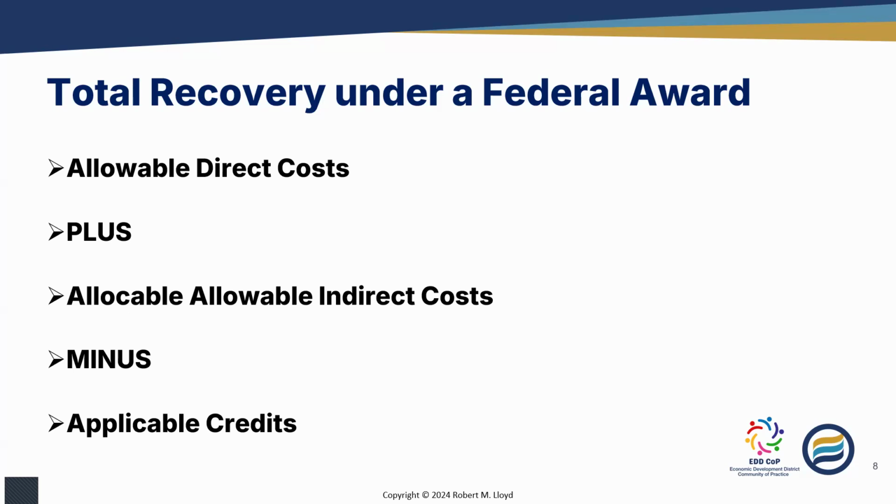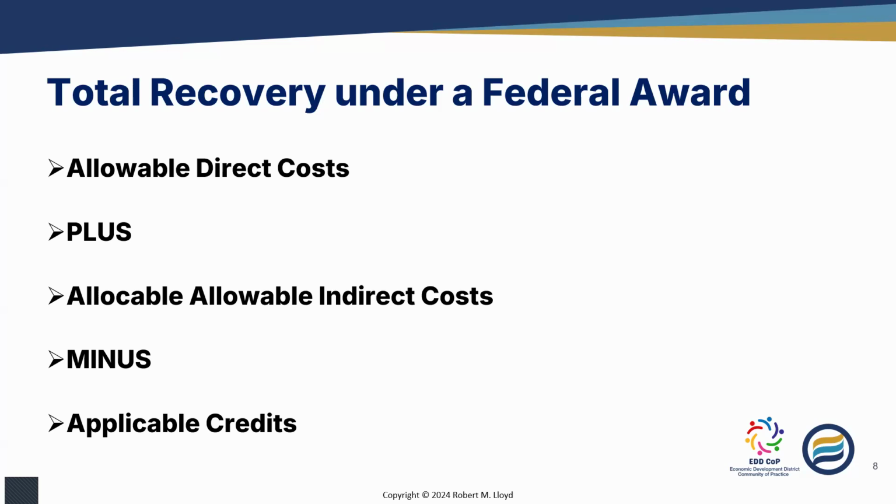Now, that introduces some concepts that become very important in indirect cost recovery. The first is allowable cost, and the determination of allowable cost is done based upon policies contained in Subpart E of 2 CFR 200. Okay? The allocable allowable indirect costs represent those indirect costs that are beneficial to federal programs.